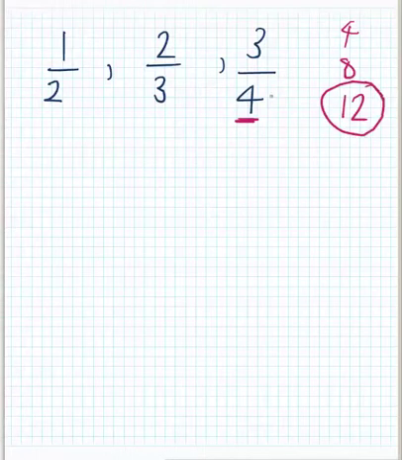And that's the easiest way to do it. So just remember, always start with your largest number. Go through its multiples until both of them can go into it.